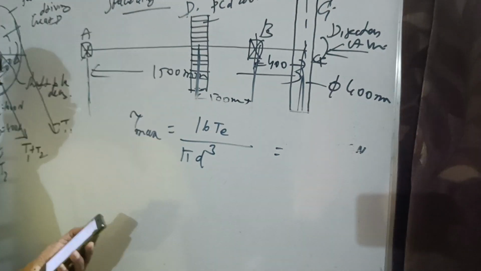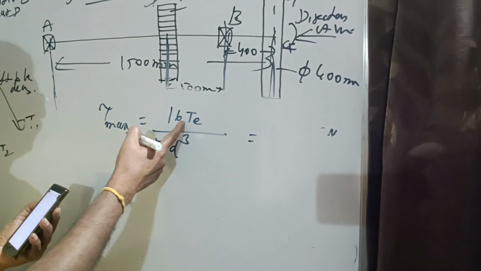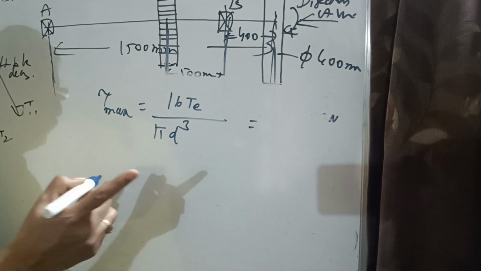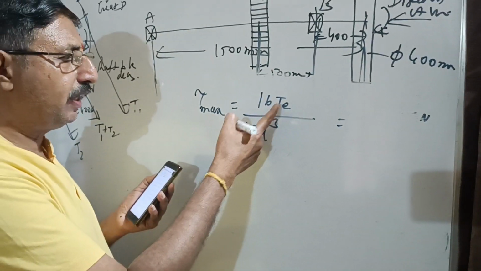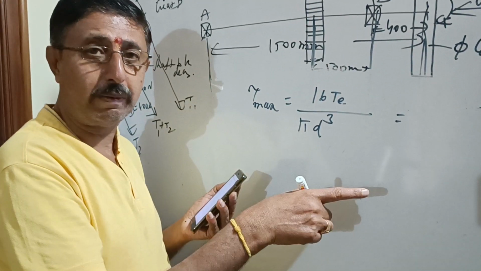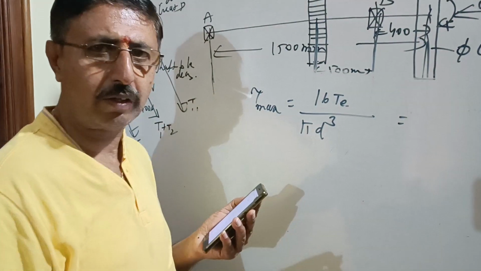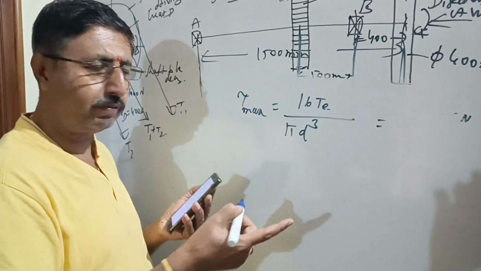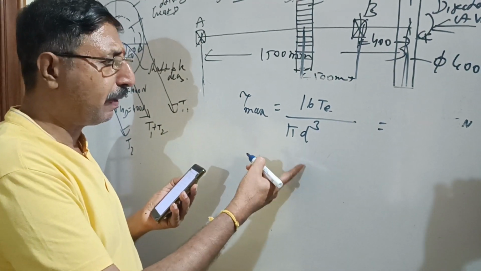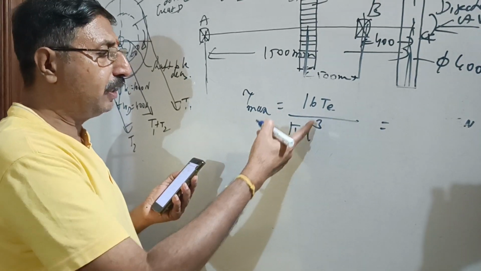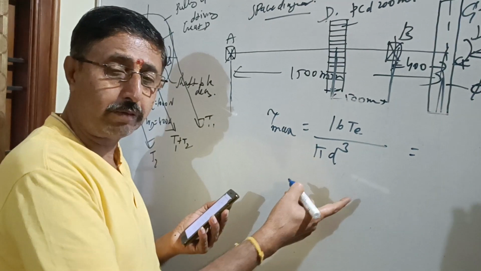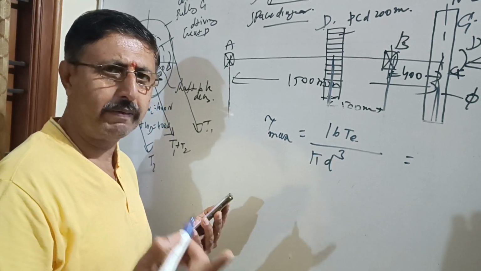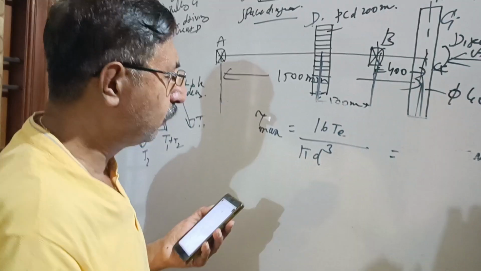Please note, because we are designing a solid shaft, it is 16 Te by pi d cube. In case we are designing a hollow shaft, it will be 16 Te by pi d naught cube into (1 minus k to the power of 4). So that type of problem also we have solved in the regular class. What is k there? The diameter ratio. It will normally be given as 0.5 or something. If it is not given, please assume it.